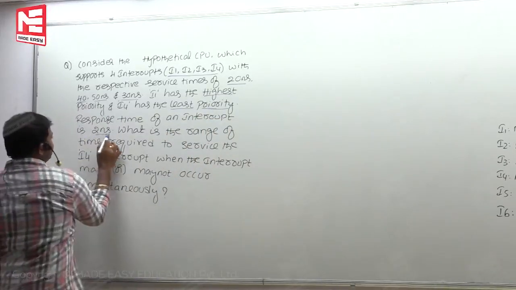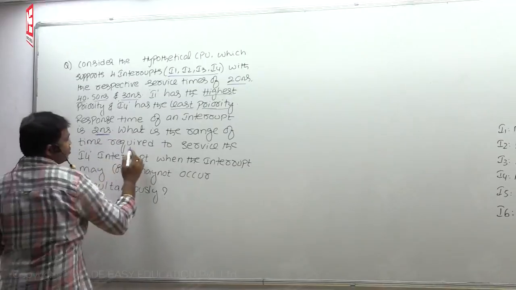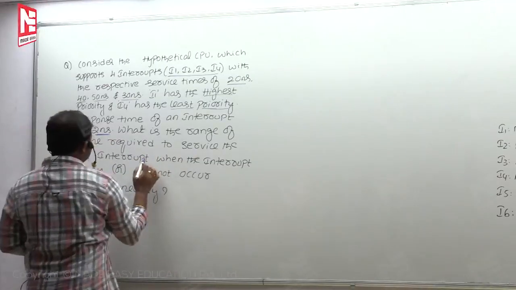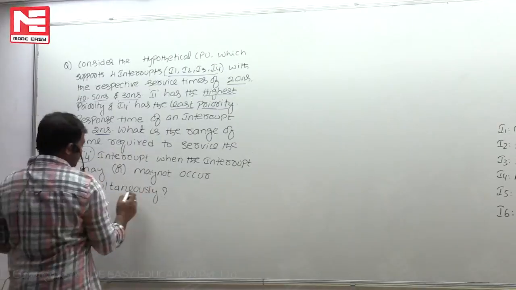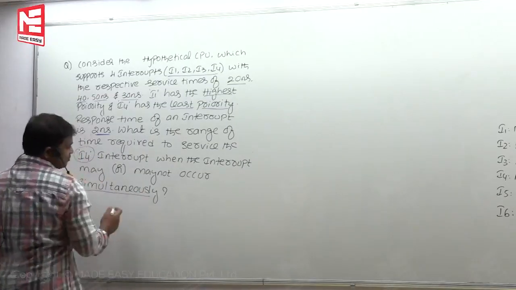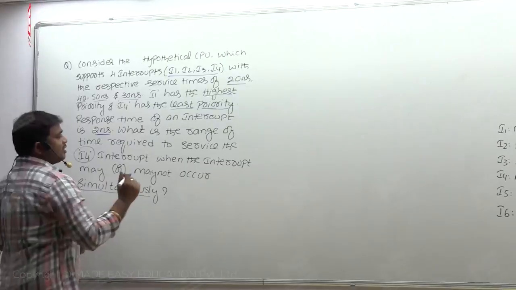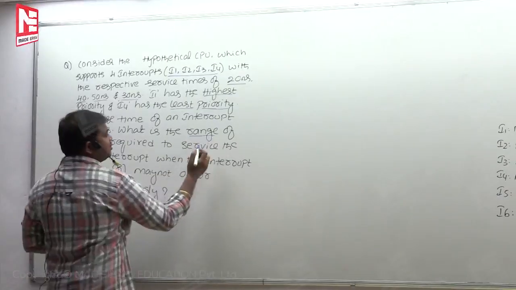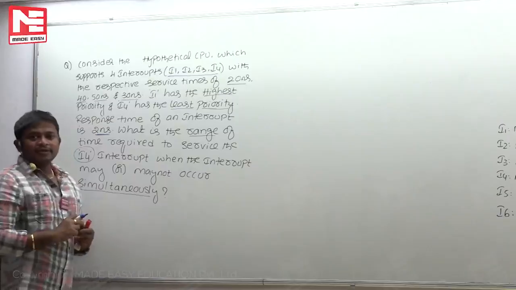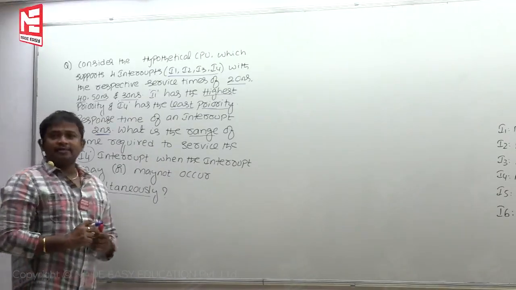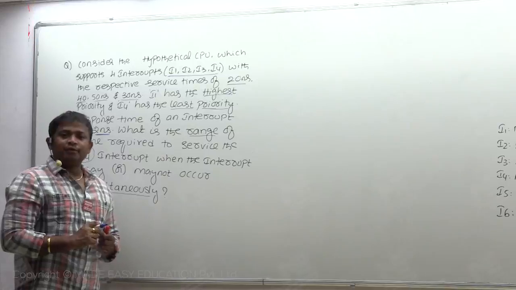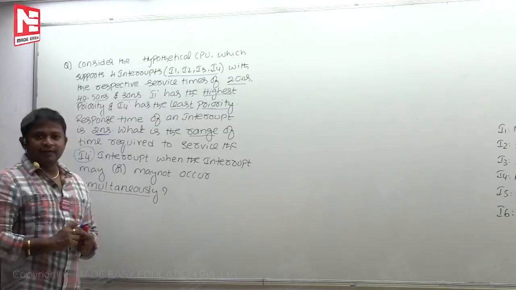Response time of an interrupt is 2 nanoseconds given. What is the range of time required to service the I4 interrupt when the interrupts may or may not occur simultaneously? So first thing, range of time. Range in the sense minimum to maximum. What is the minimum time required to service the I4? What is the maximum time required to service the I4 interrupt? That we need to find out.